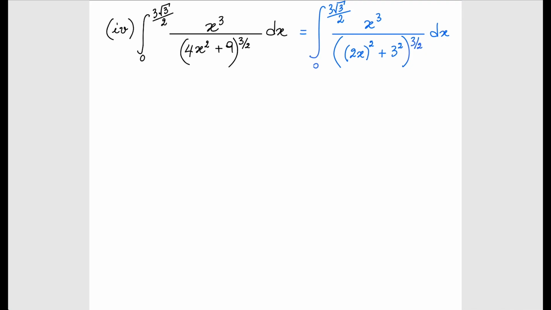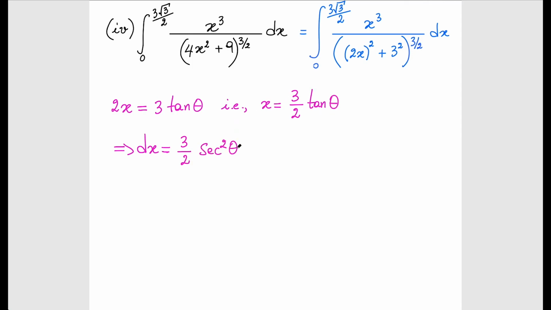So we're gonna have u. Let's write it in different color. So how about this? The u is 2x. So 2x is equal to 3 tangent theta, right? That is to say, x is 3 halves tangent theta, right? And this forces dx to be, dx is gonna be 3 over 2 derivative of tangent, which is secant squared theta, d theta, and the square root of 4x squared plus 9 to power 3, right?